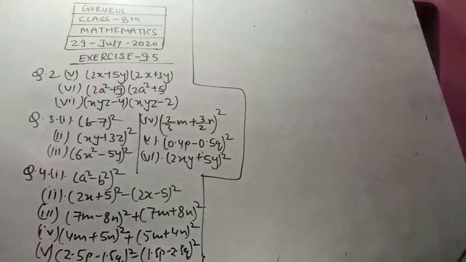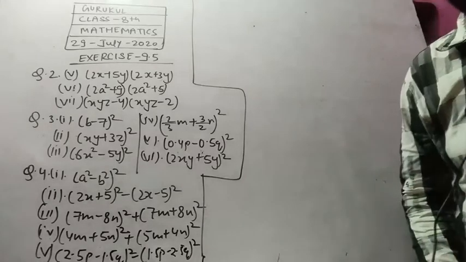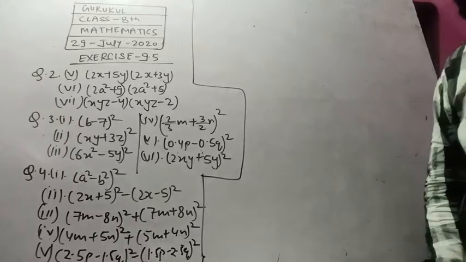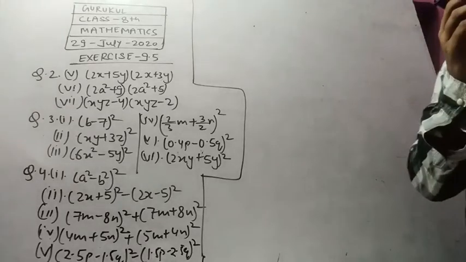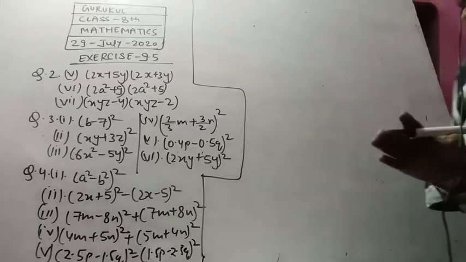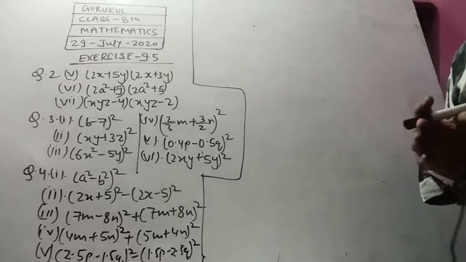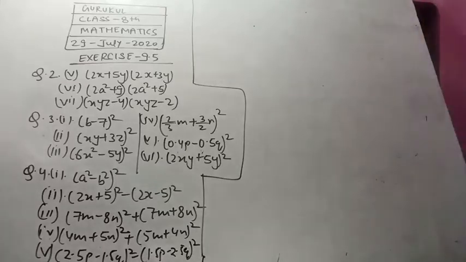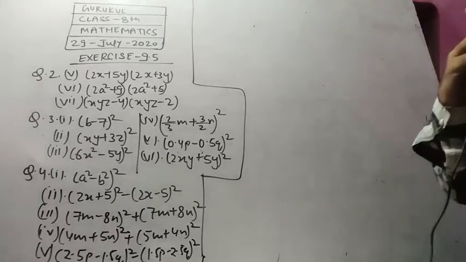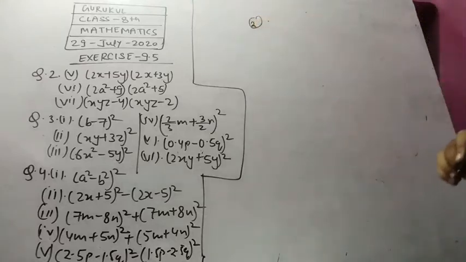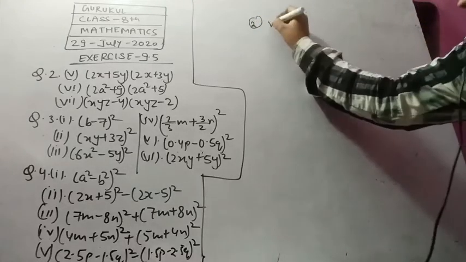Students, exercise 9.45 was going on, and question number 2 was going on. I asked you, if you are able to solve the remaining parts, to solve them on your own. I am expecting that a good number of you have solved it before. So let us begin, for those who haven't solved. Question number 2, fifth part.